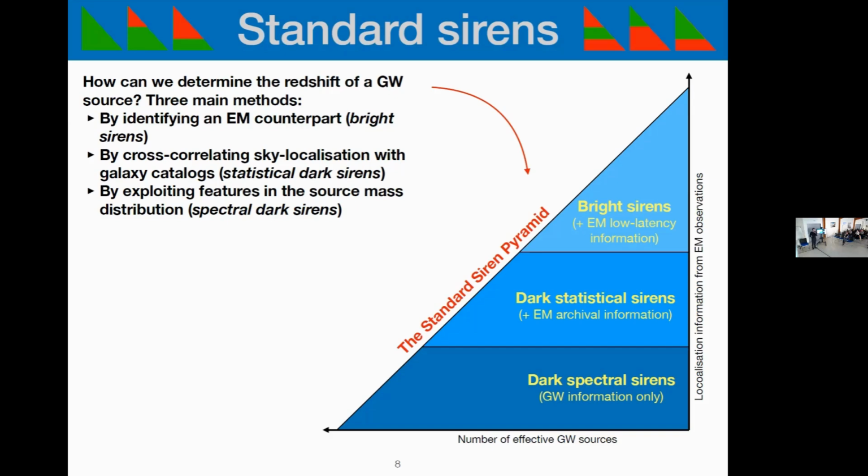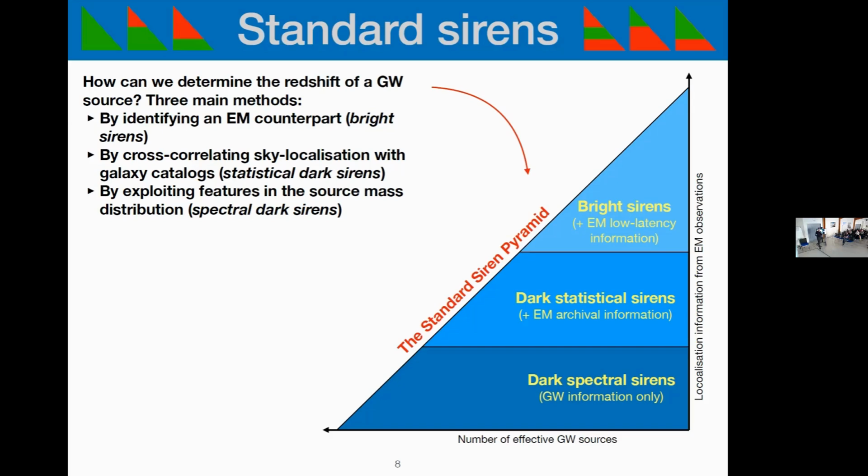The standard siren pyramid works like this. On the x-axis, you have the number of effective gravitational wave sources you can see. On the y-axis, you have the information that you use to localize your gravitational wave sources. On the top, you have gravitational wave sources with counterparts. There are not many. We have just one for the moment. But we use a lot of information from electromagnetic observation because we localize the source perfectly. On the bottom, we have almost all the gravitational wave sources we can detect, and we can use statistical methods to get out cosmology. I'm going to introduce that.